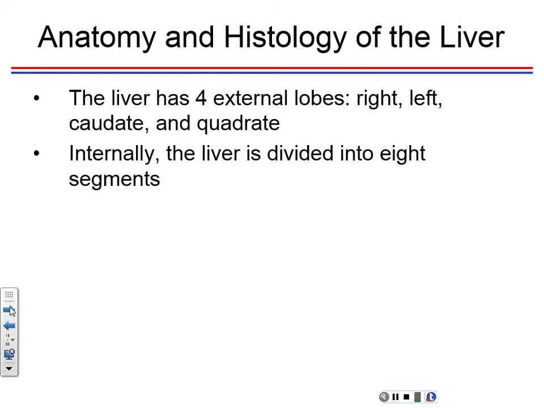So now we go to the liver. Remember, we already talked about how the liver has the left and right lobes, median lobes, and then the quadrate and the caudate lobe. Okay, and then internally it's divided into 8 segments, right? And the liver cells are hexagonal.